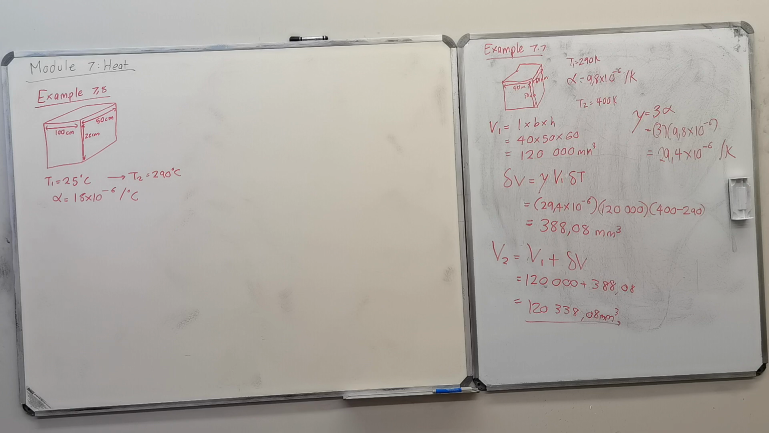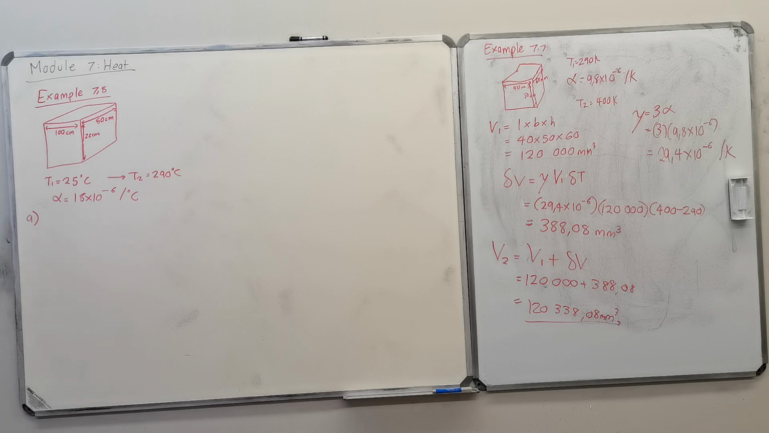Okay. So this is a story, right? They got a steel plate which has dimensions of 100 by 50 by 22 centimeters. Okay? It's heated from 25 degrees to 290 in a furnace. Okay? So obviously its length, area and volume are going to increase. Coefficient of linear expansion of the steel plate is 18 times 10 to the minus 6, right? Per degree Celsius. Calculate the expansion in the side of the plate of length 50 centimeters. So they want to know the change in length of that 50 centimeters.